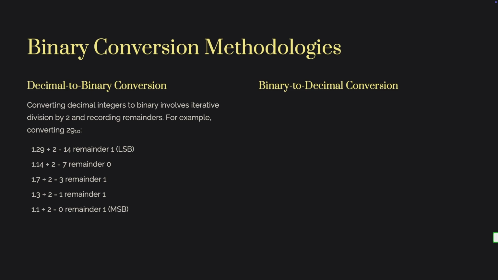So the remainders were 1, 0, 1, 1, 1. Reading them bottom up gives us 1, 1, 1, 0, 1. So 29 decimal is 11101 binary. Exactly. You got the process.